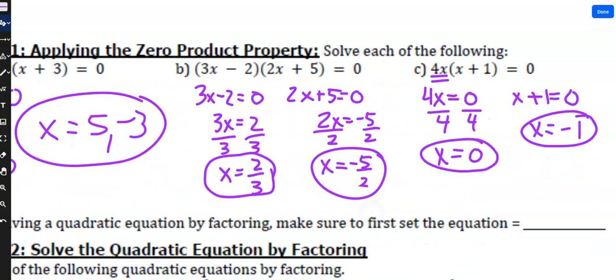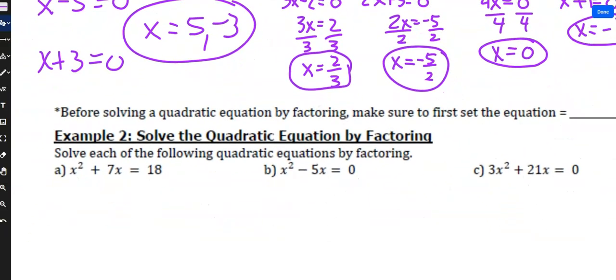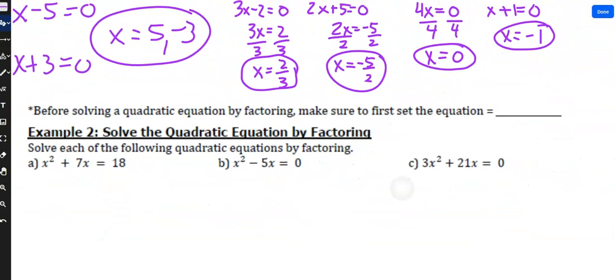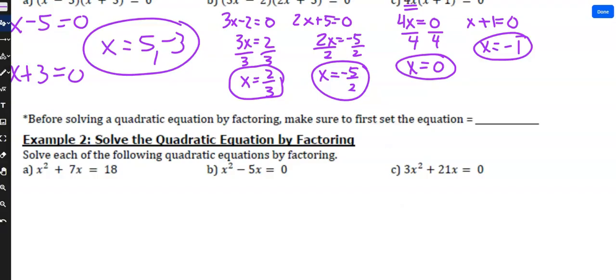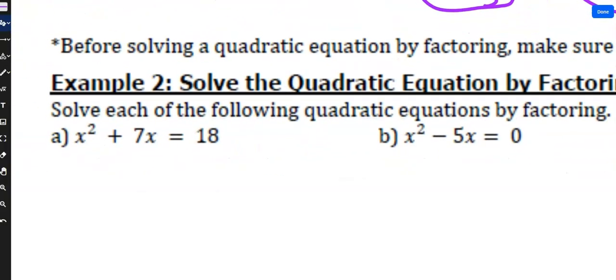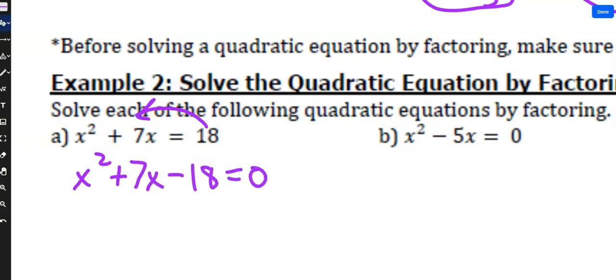So, before solving a quadratic equation by factoring, make sure to set it equal to 0, okay? Obviously, in the next example, B and C are already set equal to 0, but the first one isn't, so the first thing I do is bring that over. X squared plus 7x minus 18 equals 0, right? You can't use this zero product property if you don't have it ready for that. And then, yes, we're going to factor it.